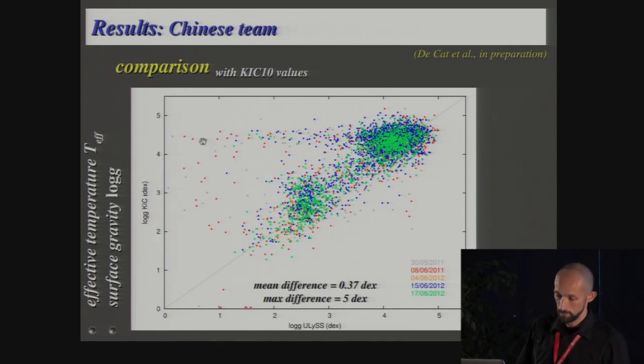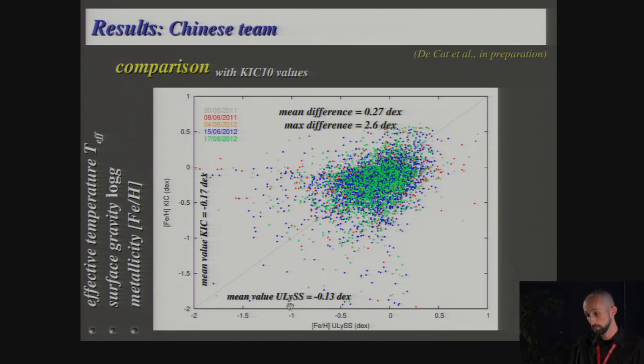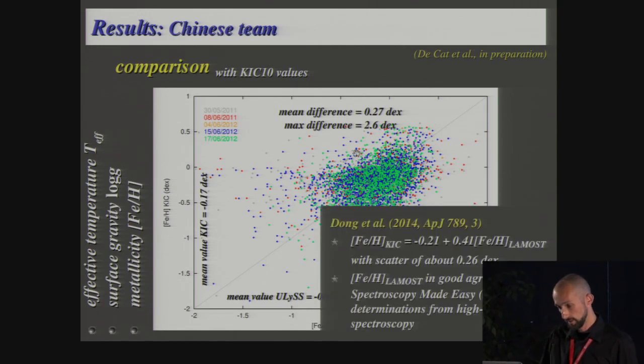It looks a little bit less nice, and we found here a mean difference of 0.35 dex and a maximum difference of 5 dex, which is huge. And this is the situation for the metallicity, and as you also might have seen in the distribution, both the Geek mean value and the ULySS mean value are negative, so that gives you the impression that there are many metal-poor stars. But the bulk of the observations are situated here, which are compatible with solar metallicity.